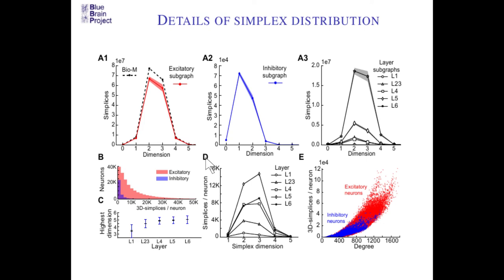Another one, D here, is another simplices per neuron. If we look, for example, the top curve here is layer 5. So in layer 5, you can have up to 12,000 two-simplices per neuron, up to 15,000 or 16,000 three-simplices per neuron on average, and so on. So you can have huge numbers of simplices per neuron. This is really just to give you some idea of how incredibly complicated these structures are, that simplices can share lots of neurons, and neurons can belong to very, very large numbers of simplices.